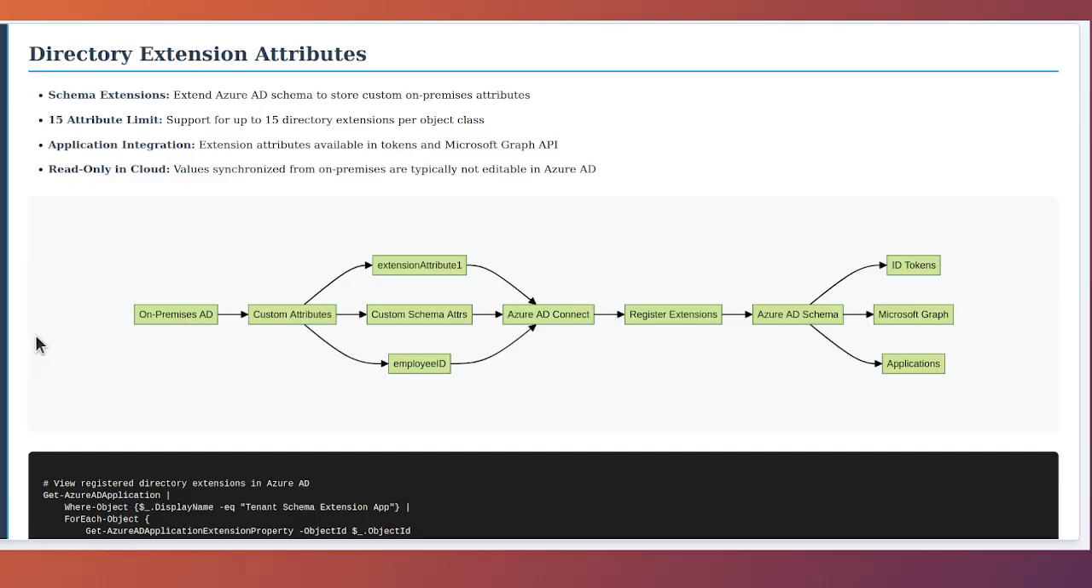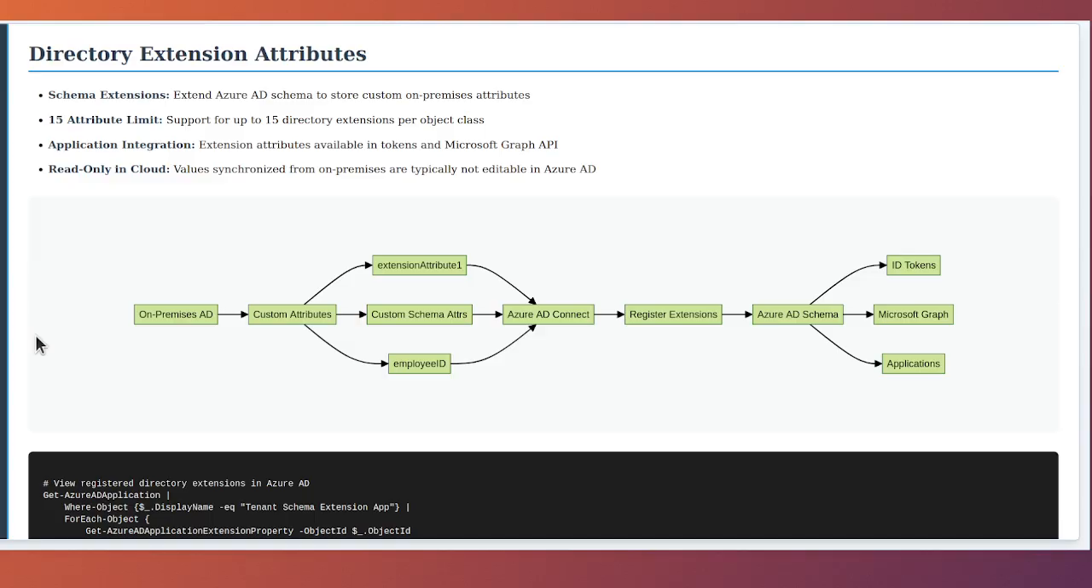The configuration process for directory extensions involves several steps. First, you must identify which on-premises attributes need to be extended to Azure AD. These might be standard Active Directory attributes like Extension Attribute 1 through Extension Attribute 15, or custom attributes defined in your Active Directory schema. Second, during Azure AD Connect installation or through the customization wizard, you select these attributes for synchronization and designate them as directory extensions.